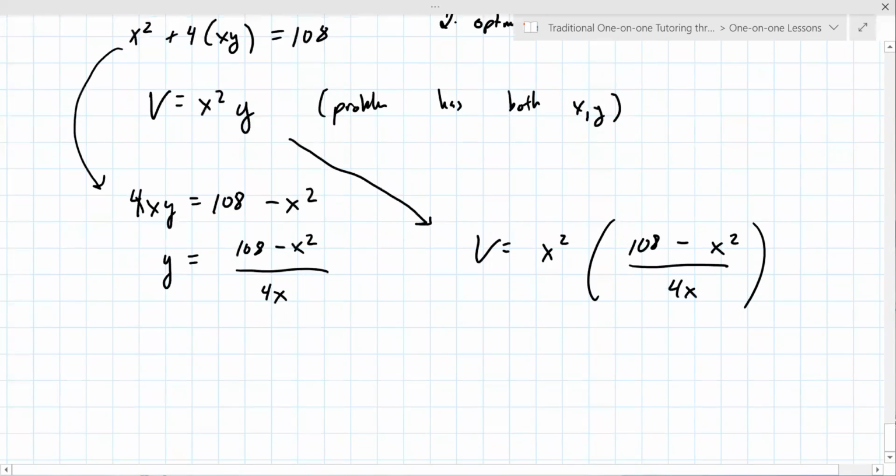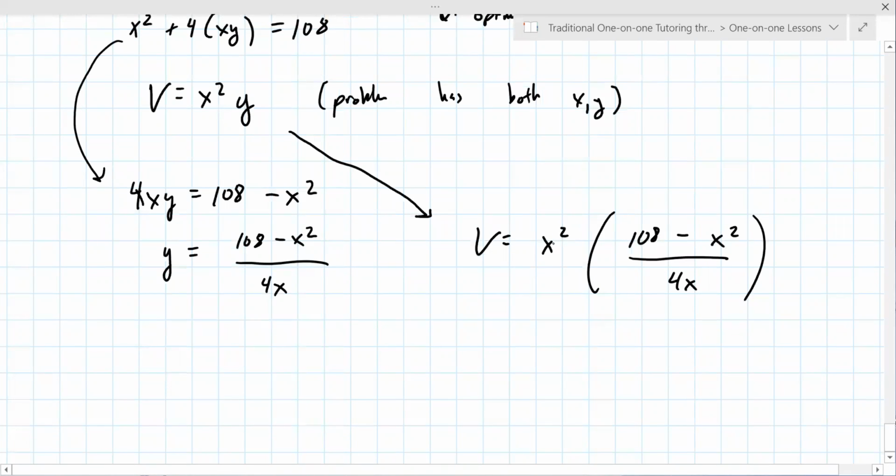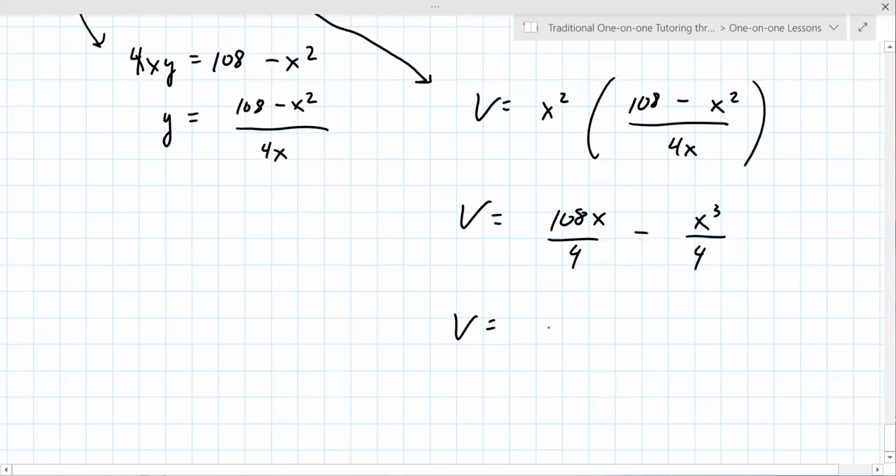So the volume is x squared times 108 minus x squared over 4x. One of these x's in the bottom cancels with this one, and then you can multiply it in. So volume is 108x over 4 minus x cubed over 4. And then 108 is divisible by 4, 27, so it becomes 27x minus 1/4 x cubed.